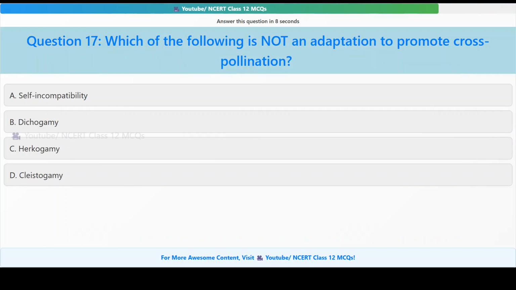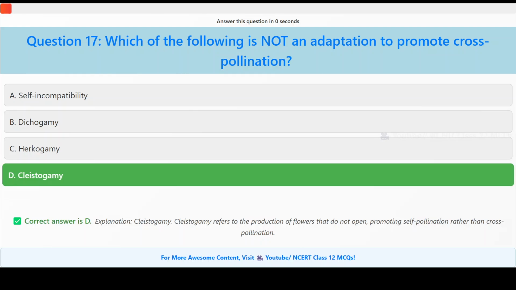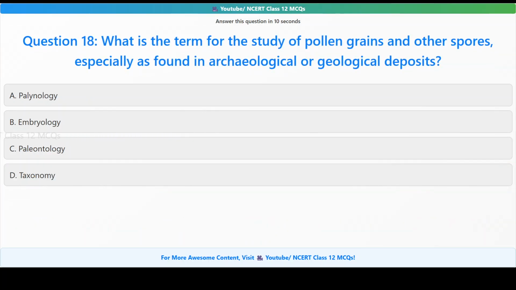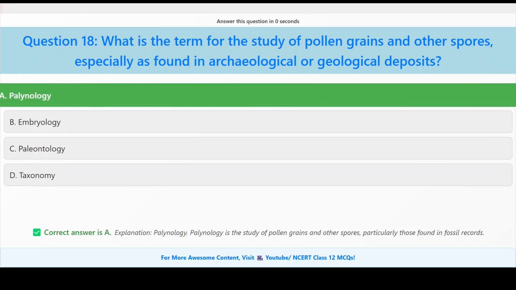Question 17. Which of the following is not an adaptation to promote cross-pollination? Cleistogamy. Cleistogamy refers to the production of flowers that do not open, promoting self-pollination rather than cross-pollination. Question 18. What is the term for the study of pollen grains and other spores, especially as found in archaeological or geological deposits? Palynology. Palynology is the study of pollen grains and other spores, particularly those found in fossil records.